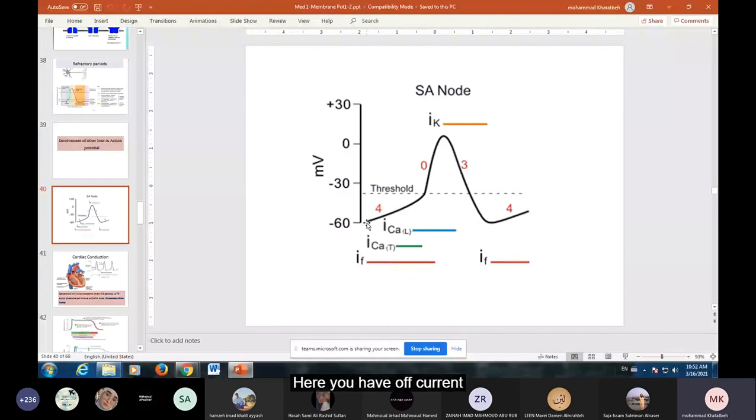Here you have the F current. What do you mean by F current? What type of ion do we have here? Sodium. The sodium, but they are calling them funny currents actually. The F is from funny, because it is unusual.